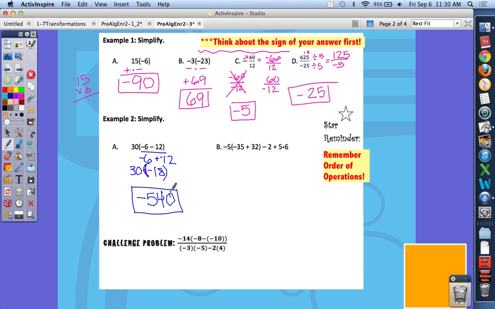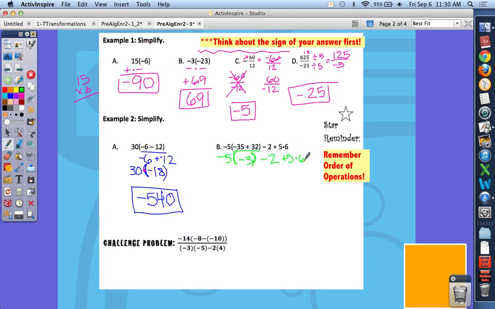For B, again, start inside the parentheses, so we're starting right in here. Different signs, so you're going to find the difference. Keep the sign of the larger digit, so it's going to be a negative 3 on the inside of there. We still have negative 5 on the outside, and then we still have the minus 2 plus the 5 times 6.